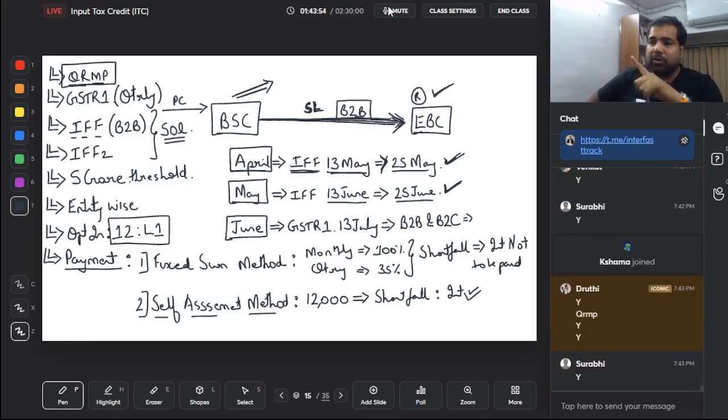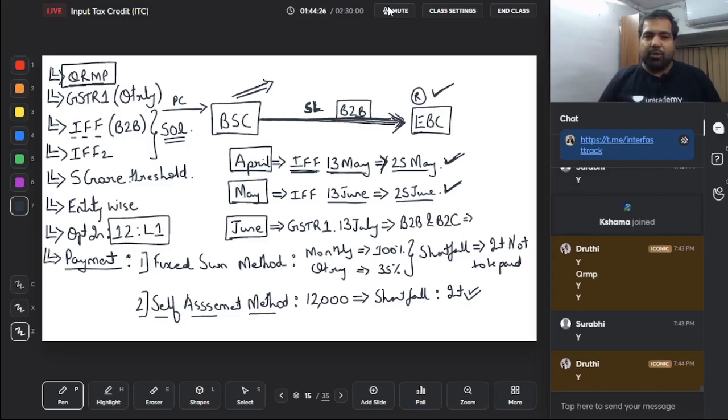In the first and second month you can file IFF by 13th and pay the amount by 25th. For payment you have two methods, fixed sum and self-assessment. Guys, if you don't have B2B, don't file IFF, no problem. 5 crore threshold, if you cross the threshold you're out of the scheme. Entity wise you can choose the scheme. You can opt in the scheme from 1 to L1, that's a shortcut. And there are two methods: fixed sum where they tell you 100% or 35% and no interest on any shortfall, and self-assessment is your headache, so you have to pay interest on the shortfall. Yes.